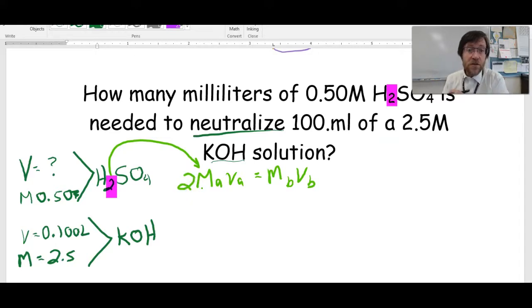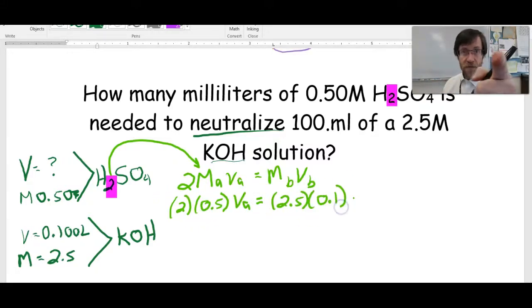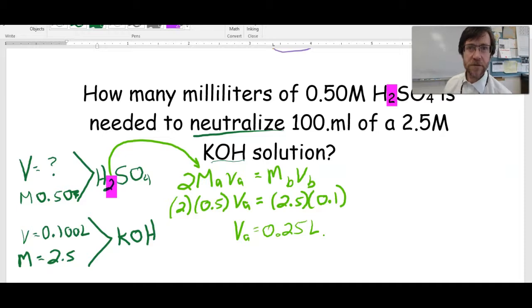Because with H2SO4, the sulfuric acid, you put 1 sulfuric acid into the water and 2 hydrogens pop out. So the hydrogen ion concentration is actually double the concentration of the entire acid itself. It works out like this. So it'll be 2 times 0.5 times the volume of my acid. And now the magic of math. 0.25 liters. I hope I did that right. My calculator says that, so it must be right.